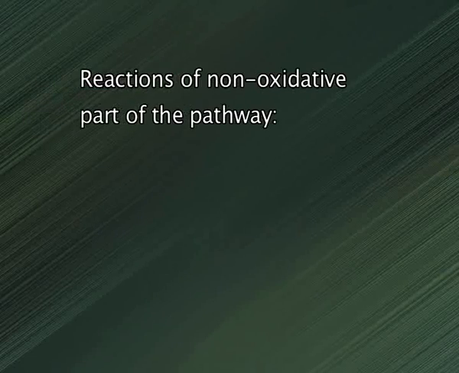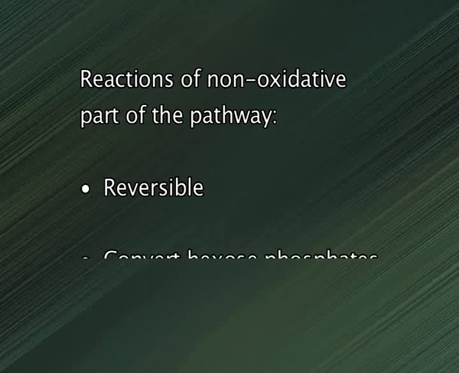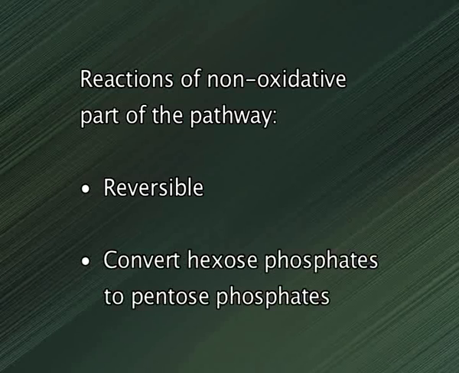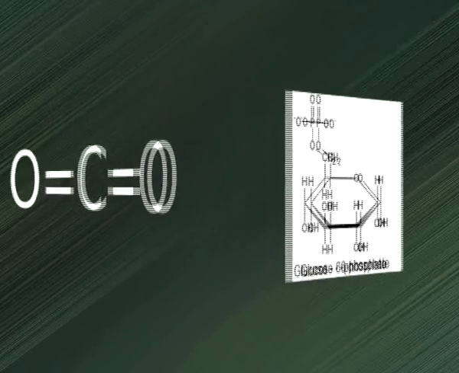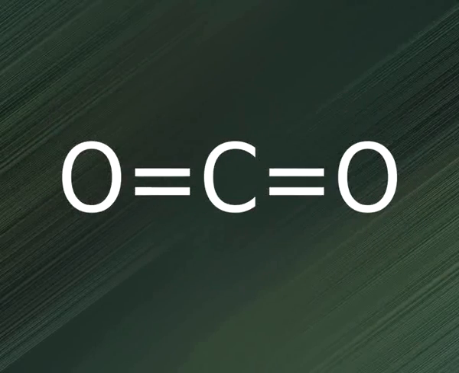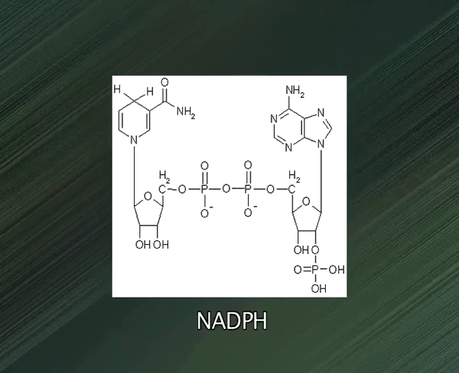The reactions of the non-oxidative part of the pathway are readily reversible and thus also provide a means of converting hexose phosphates to pentose phosphates. The net result is the complete oxidation of a glucose 6-phosphate molecule to carbon dioxide with concomitant synthesis of 12 molecules of NADPH.